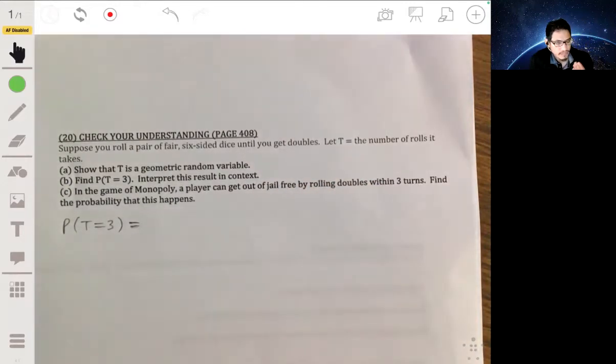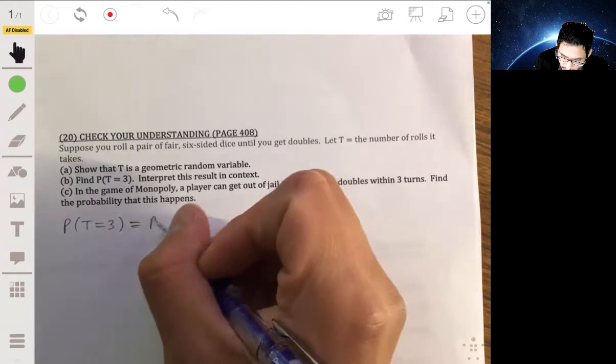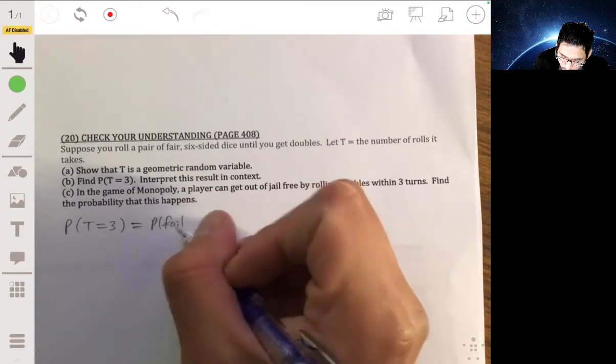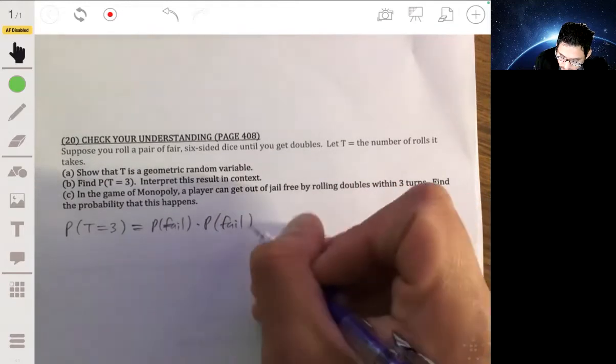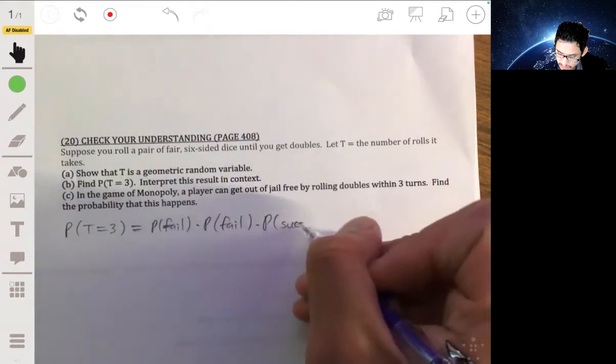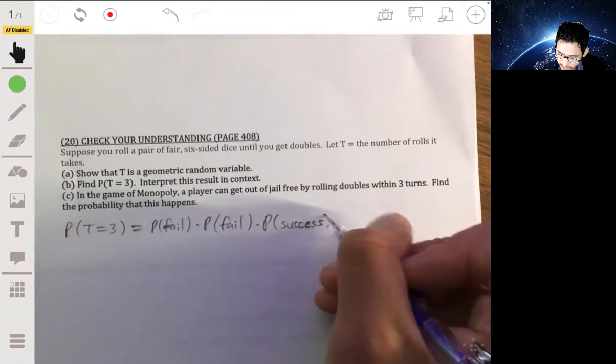Another way of doing this, the way you want to look at how we calculate this, is that you have to figure out the probability of failing on your first roll, times the probability of failing on your second roll, times the probability of succeeding on your third roll. So this would be the probability of fail times the probability of fail times the probability of success. That's the way you want to interpret this.